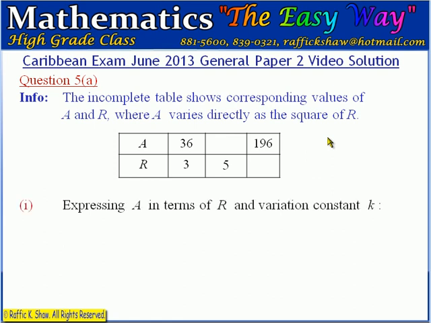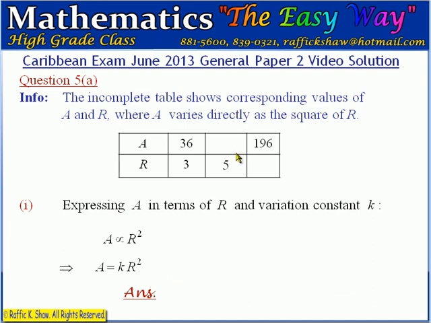The first part wants us to write an expression of A in terms of R and the variation constant K. Since we are told that A varies directly as the square of R, it means that A is directly proportional to R squared. And if A is directly proportional to R squared, it means that A is equal to a constant of variation multiplied by R squared. That's our expression for A in terms of R and the constant K.